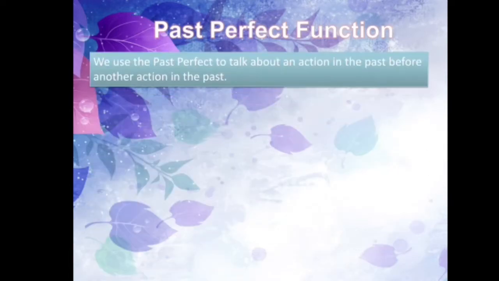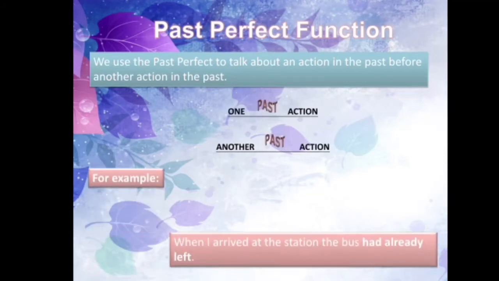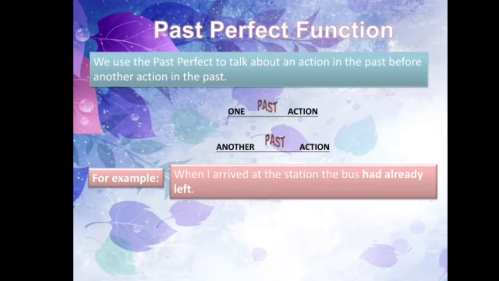So the function of the past perfect is to talk about an action in the past before another action in the past also. So sometimes we can call the past perfect the past of the past. Let's take an example. When I arrived at the station, the bus had already left. Which one is action number 1 and which one is action number 2? Good job. I arrived is the latest action. It means this is action number 2. But the past action or the old action is, yes, the bus had already left.